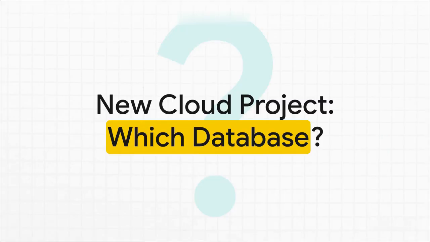So picture this. You're kicking off a brand new project. You pop open the GCP console, and there it is. A dozen different database options are just staring back at you. It's that classic analysis paralysis, right? Which one is actually right for your workload? It's probably the single most critical architectural decision you have to make right at the start.